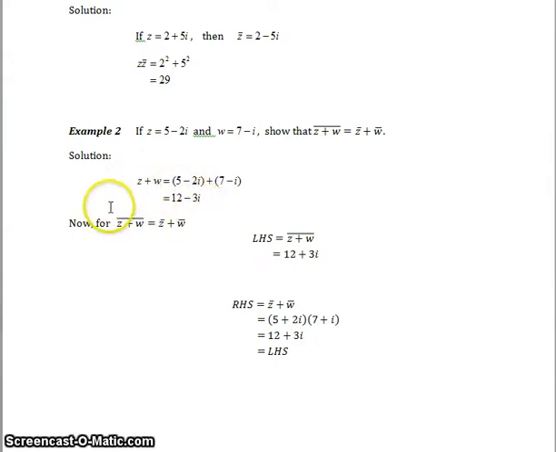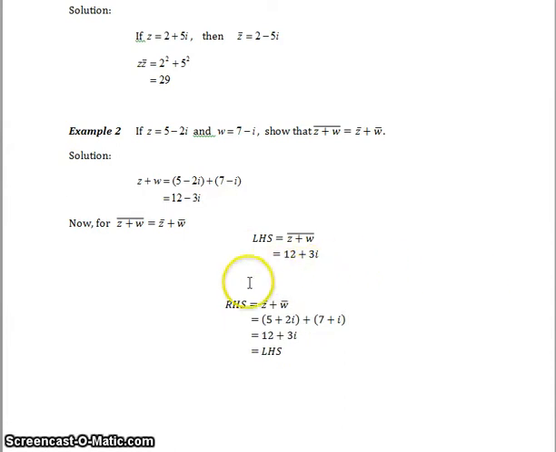Now, if this statement is true, that the complex conjugate of z plus w is equal to the sum of the individual conjugates, the best way to do these proofs is to look at the left-hand side and see if the right-hand side equals that. So the left-hand side, the complex conjugate of the sum of z and w: we've already worked out the sum of z and w, that's 12 minus 3i, so its conjugate is 12 plus 3i.